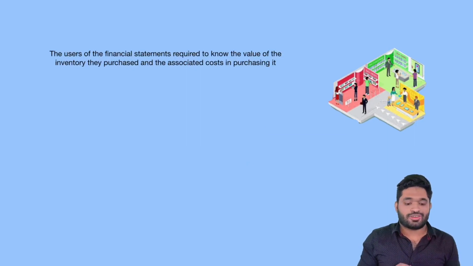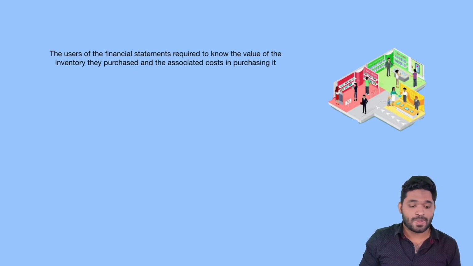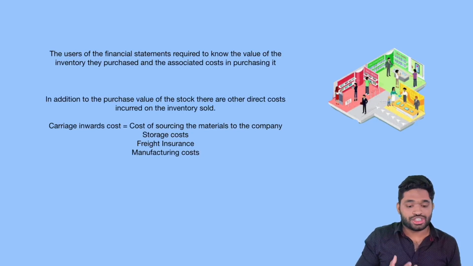Now, the users of the financial statements require to know the value of the inventory that they had at the beginning of the financial period, the purchases that they made, and what is the closing inventory, and how much of goods were returned to suppliers, how much of goods were returned to us by our customers, okay, how much of sales returns were there. Now, in addition to the purchase value of the stock, there can be other costs that are directly incurred in acquiring the inventory.